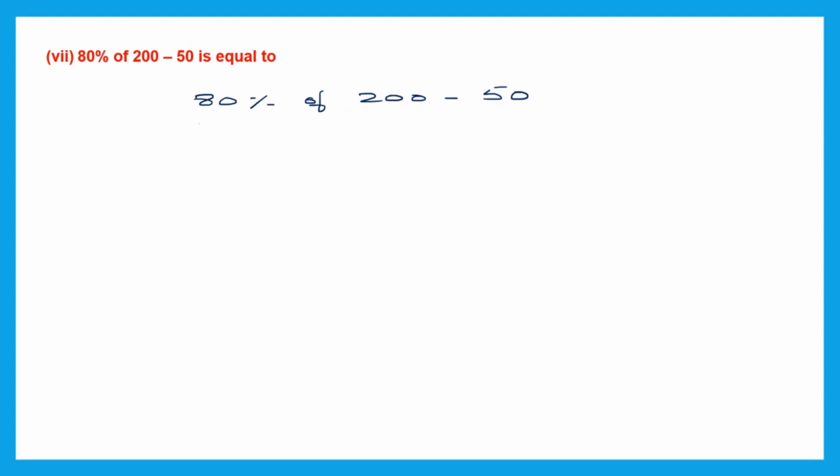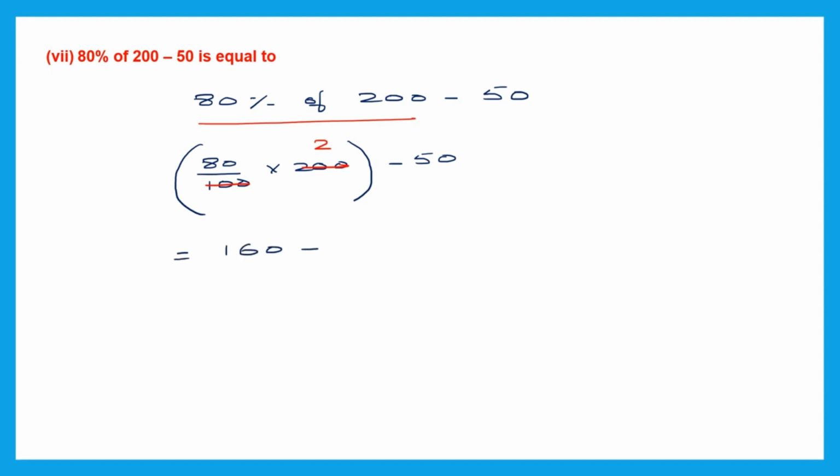That means we should do 80% of 200 first. So what will that be? That is 80 by 100 into 200. So this we have to work out first and then, so I'll put it in brackets and then minus 50 from it. So now let's work this out. So 100 and 200 I can cancel. And now let's multiply 80 into 2. 80 into 2 is 160. Now write minus 50. 160 minus 50 is 110. So this is our answer. And that is again option B.